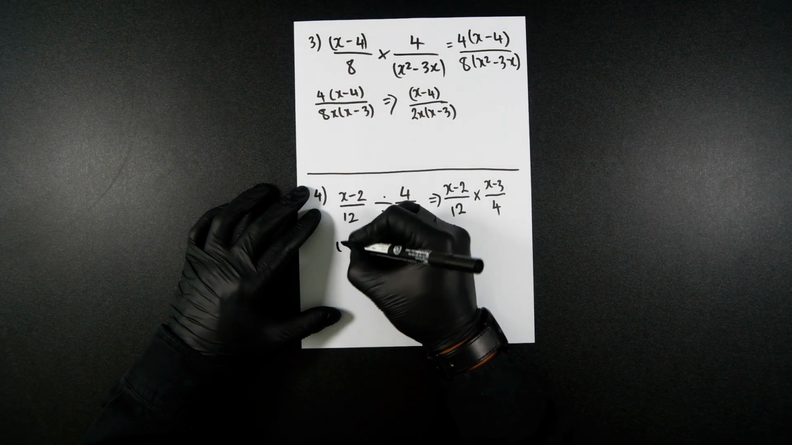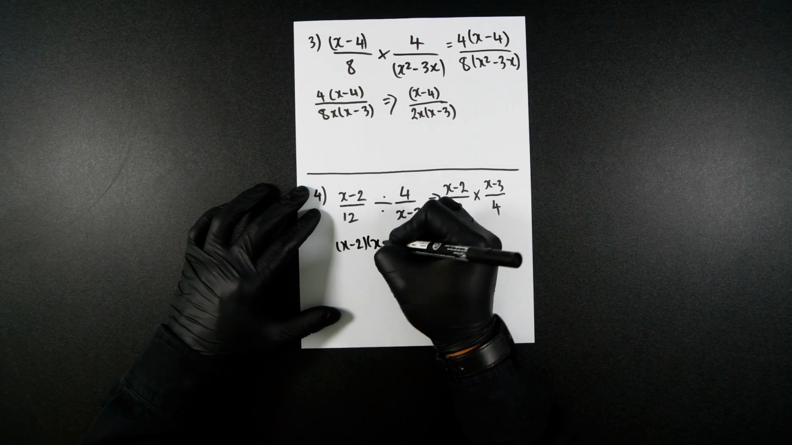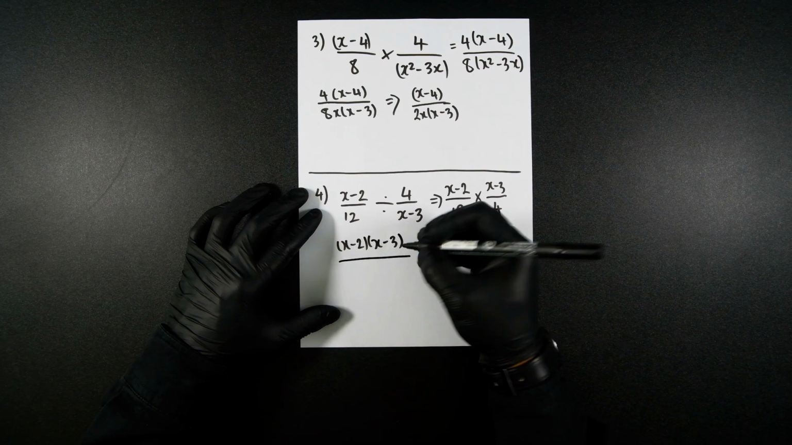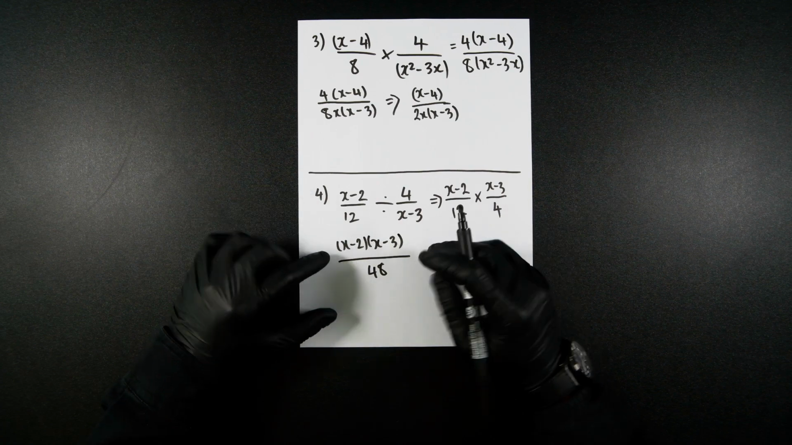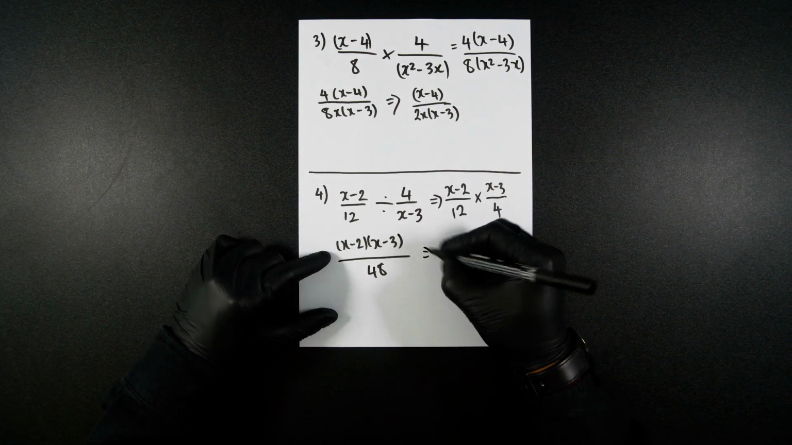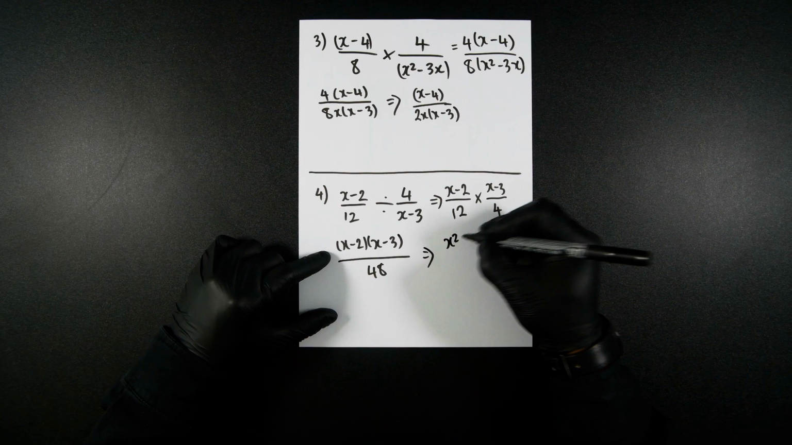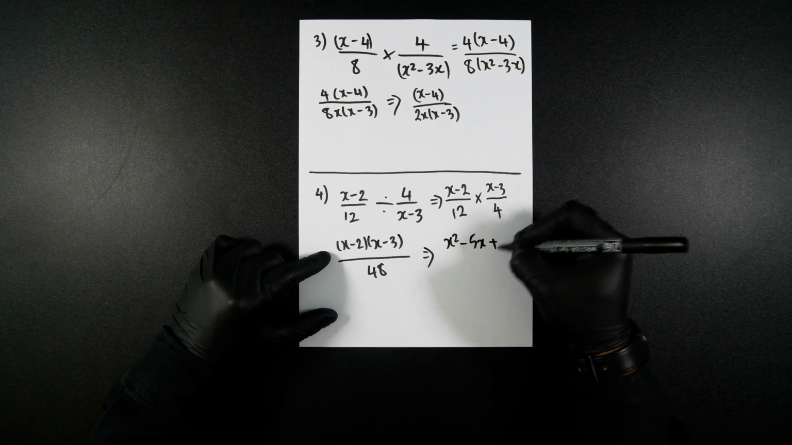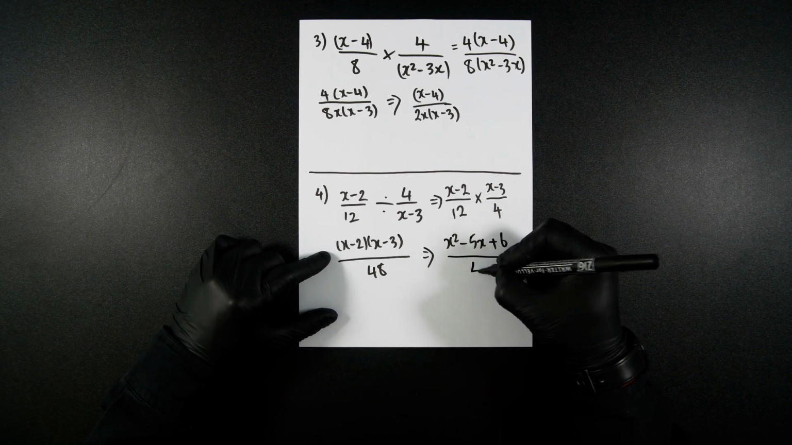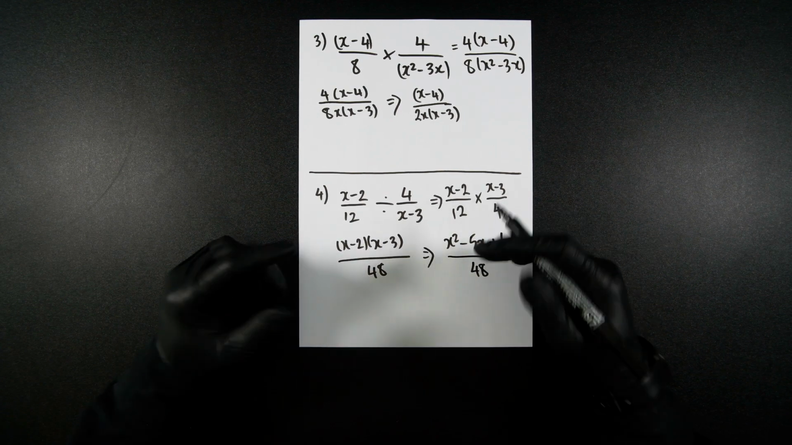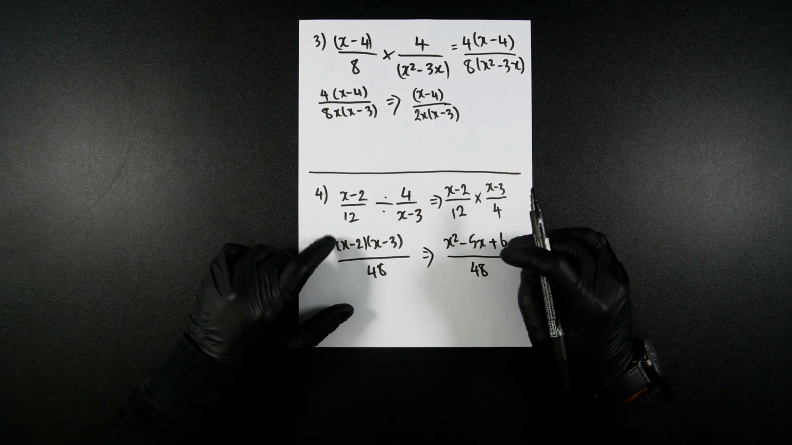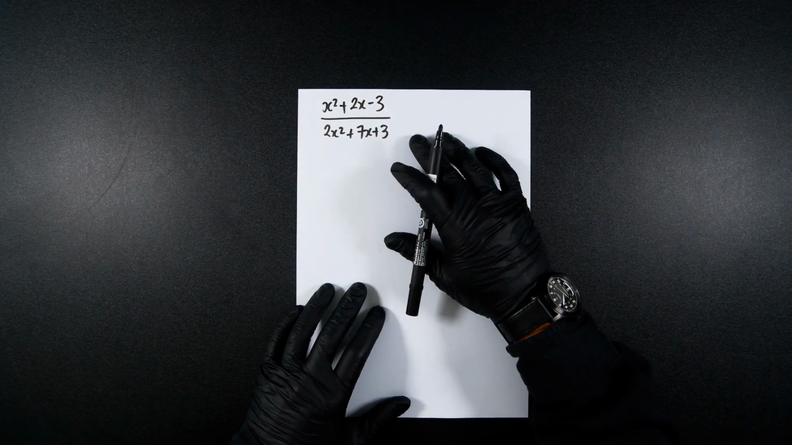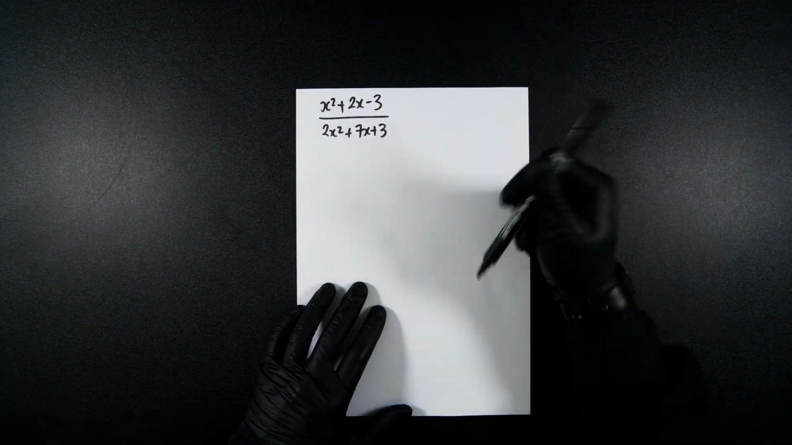So we're going to get (x minus 2)(x minus 3), and underneath we're going to have 48. You could leave it like this, or you could expand it totally, which would be x squared minus 5x plus 6, all divided by 48. Depending on what the question's asking you, be careful to read it on how it would like it to be represented.